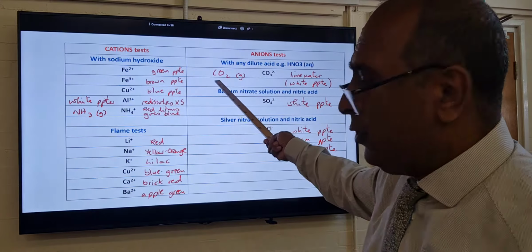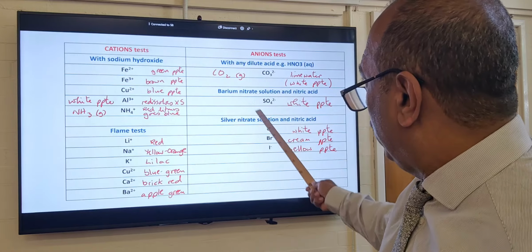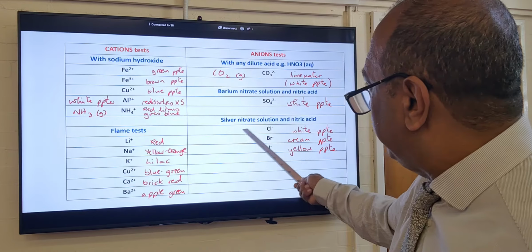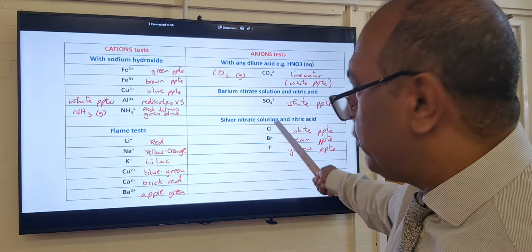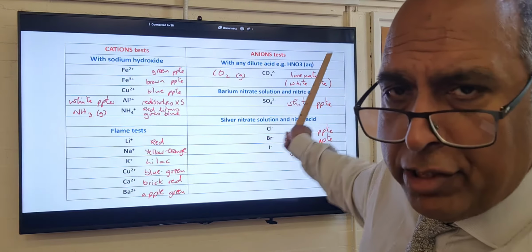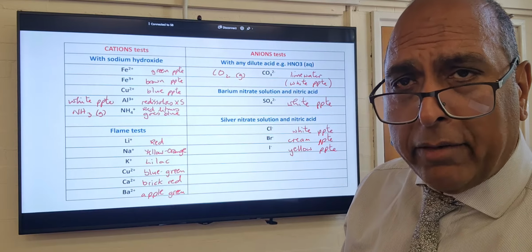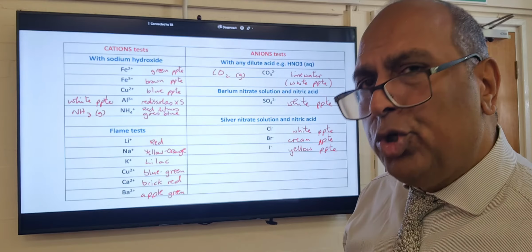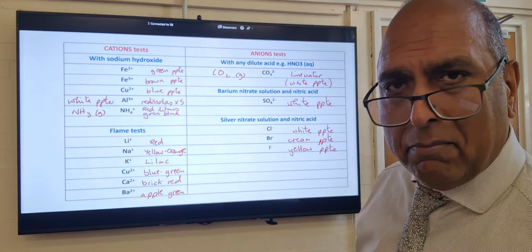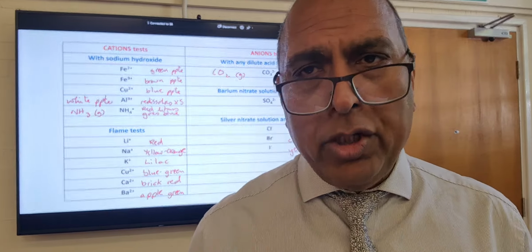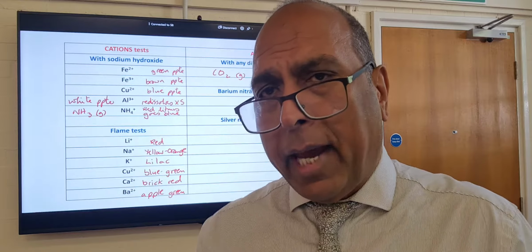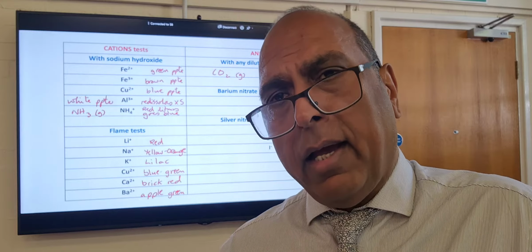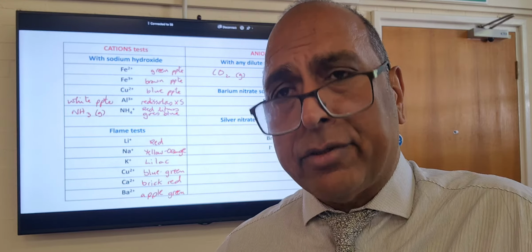With dilute acid, you can identify carbonate. With barium nitrate and nitric acid together, you identify sulfate. With silver nitrate and nitric acid together, you identify chloride, bromide, iodide, and I've written in the observations in my own handwriting across the top. That to me is the summary. So you've got to learn how to do these things. But then that one slide summarises what you need to learn in order to be able to answer questions successfully in the future and be successful with your GCSE answers.